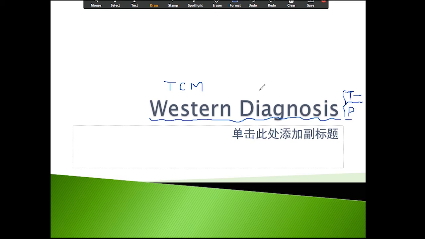So basically it's the same idea. For Western medicine diagnosis, similarly, we still separate into two parts. One part is mainly taking the information: we ask questions. The second part is the physical body examination. So that's the information-taking part.